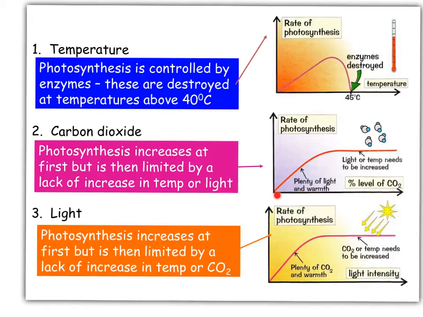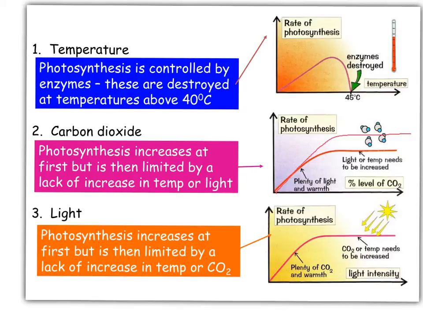You can see if we increase the level of carbon dioxide, the rate of photosynthesis increases until it gets to a certain point where we need to increase one of the other factors. So in this case, we need to either increase the light or the temperature. Now, if we were to do that, we'd get a line that looks something like this until another factor was limiting it.